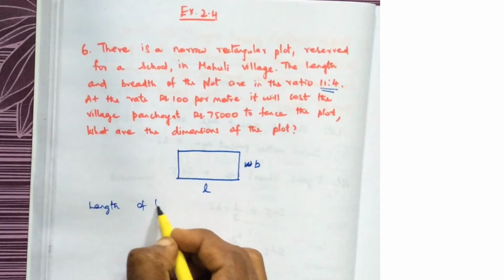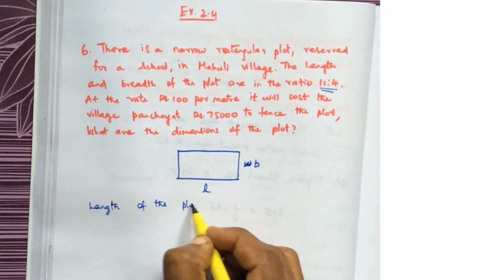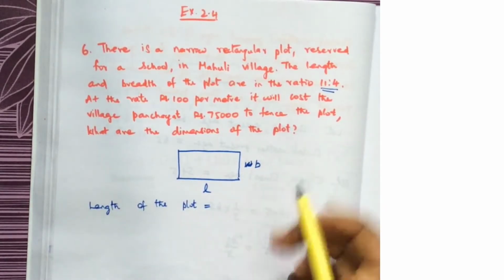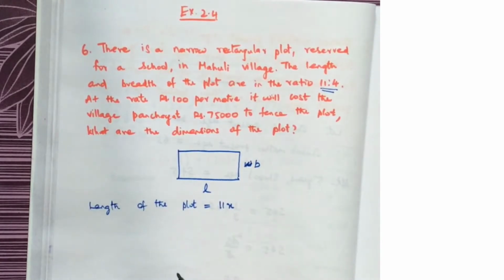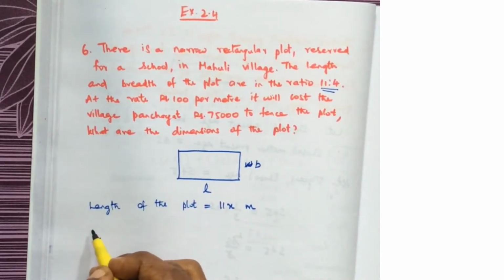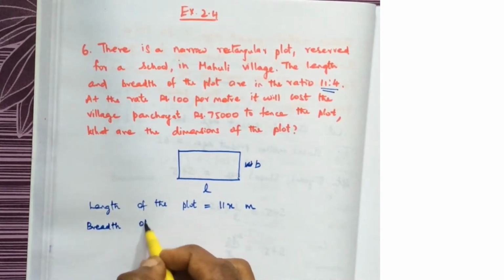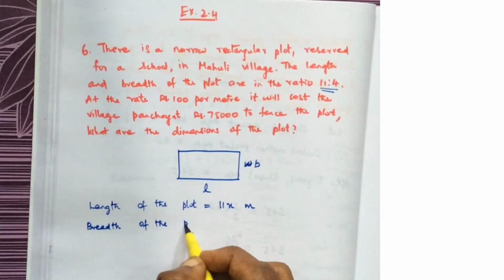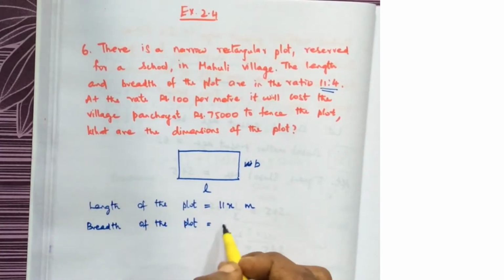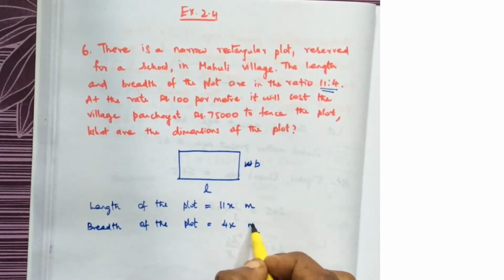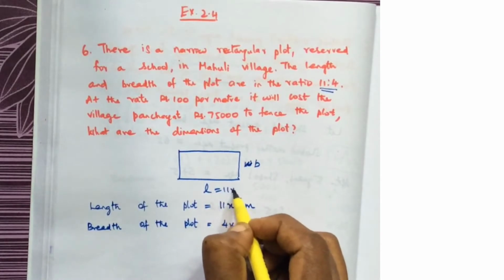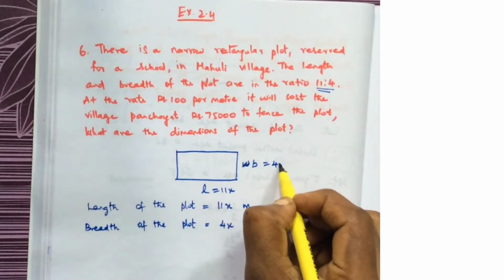Length of the plot is 11x meter. Okay. Next thing is breadth. Breadth of the plot is 4x meter. So this is 11x and this is 4x.